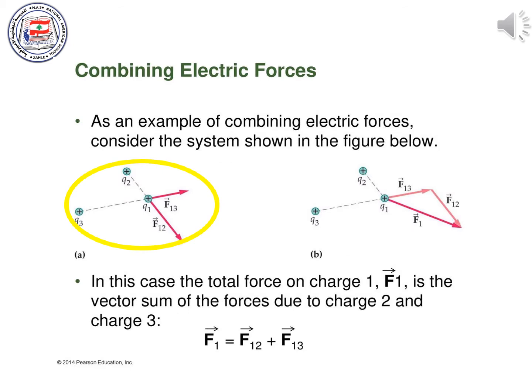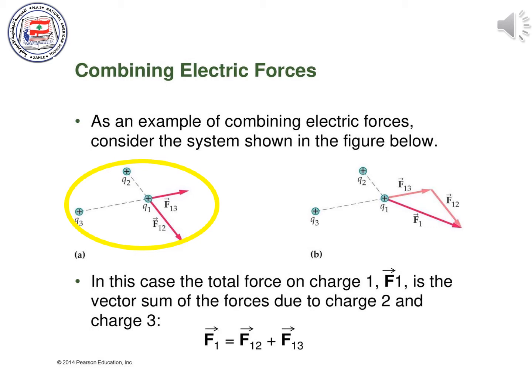As an example of combining electric forces, consider the system shown in the figure below. Please concentrate on the yellow circle. We have three charges, Q1, Q2, and Q3. If we need to find the total electric force acting on Q1, we must know that two forces act on Q1. An electric force exerted from Q2 on Q1, and it is a repulsive electric force because Q2 and Q1 have the same charge. And also we have the electric force exerted by Q3 on Q1, and it is also a repulsive force.